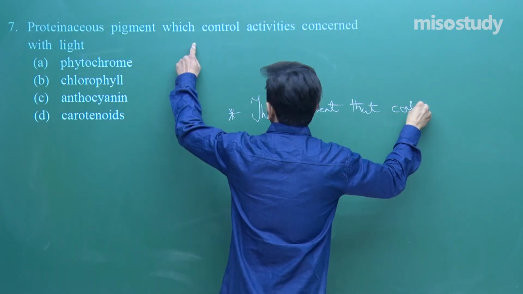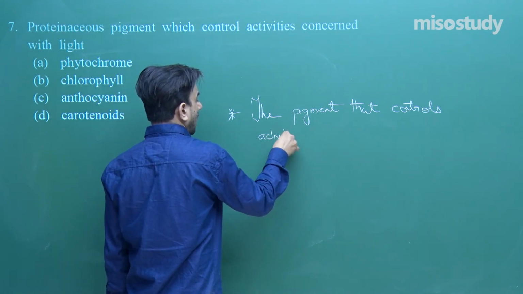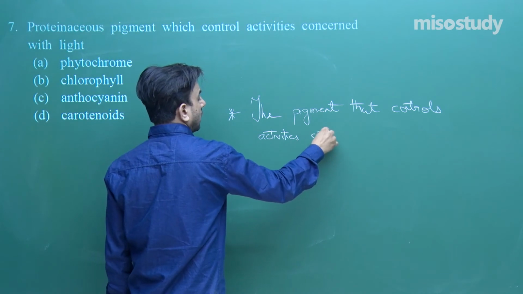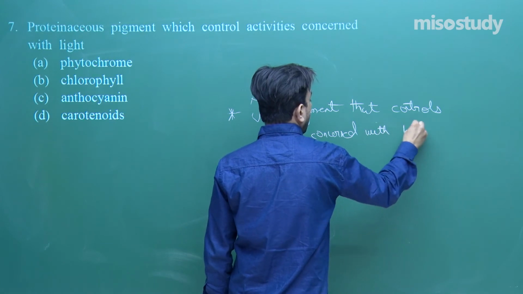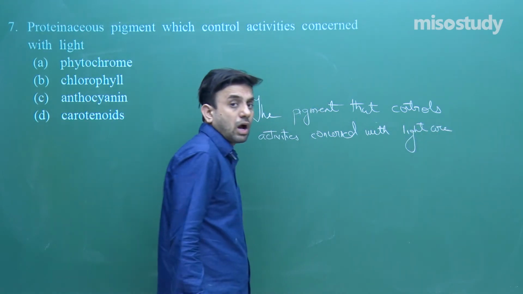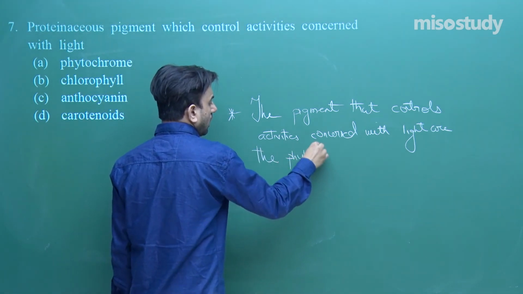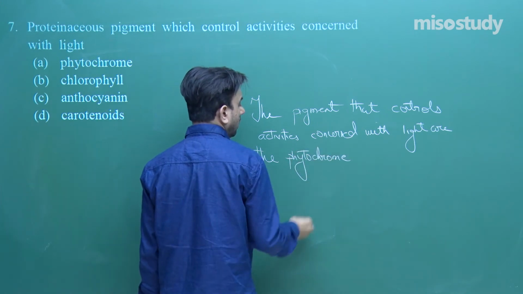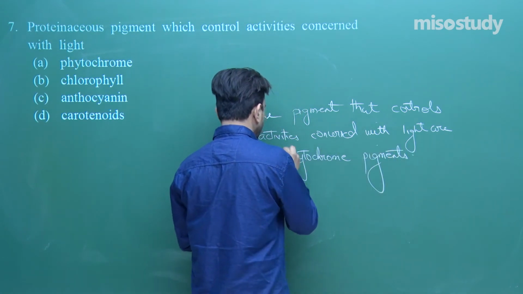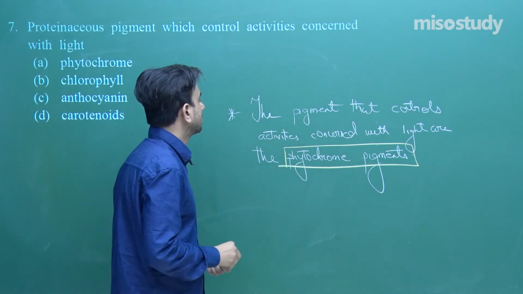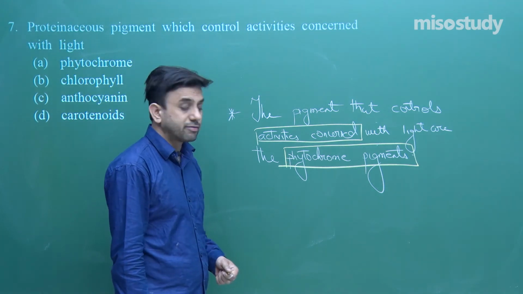The pigment that controls activities concerned with light are the phytochrome pigments.